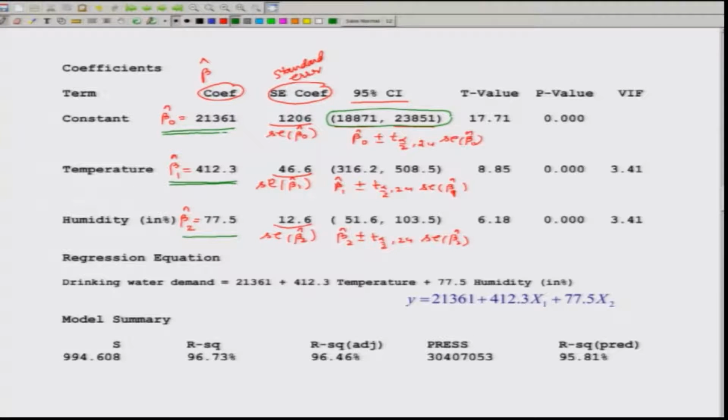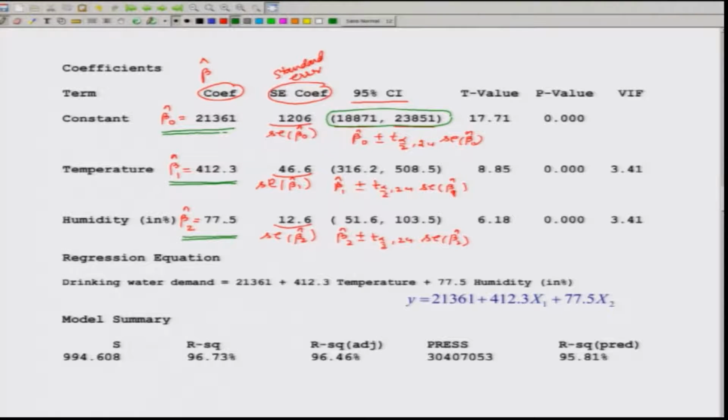Okay, similarly in the case of humidity also, the quiz is trying to say that when there is a change of 1% in the humidity, that is it increases, then the average value of y changes by 77.5 units. That is, when there is a 1% change in the humidity, on an average the demand of drinking water increases by 77.5 thousand kiloliter, right?